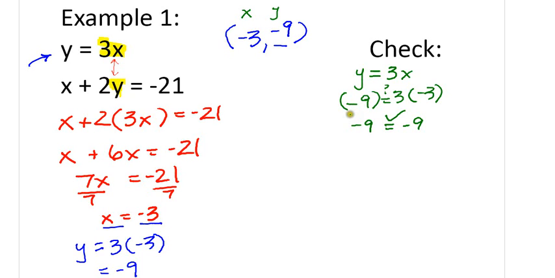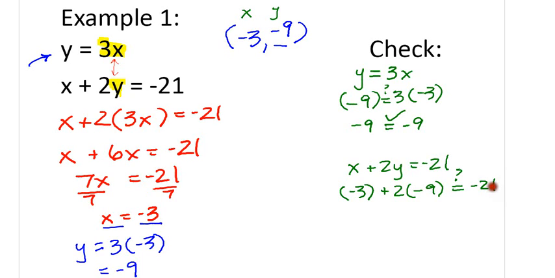That one works. I have to do it again to the second equation because we know graphically this is an ordered pair that should satisfy both equations, the first and the second one. So where I have x plus 2y is equal to negative 21, I'm going to take out the x and substitute in what I think it's worth: negative 3 plus 2 times negative 9. This should be equal to, I'm putting a question mark above it, negative 21. So this is negative 3 plus, this is going to be negative 18.